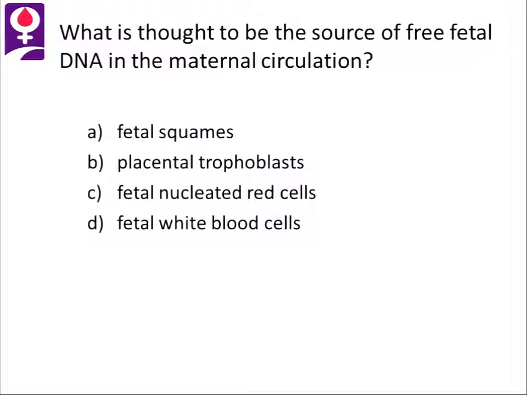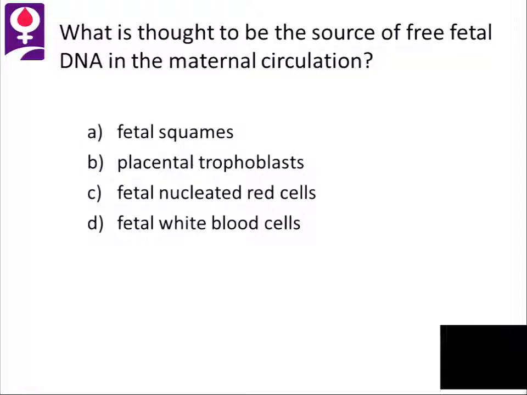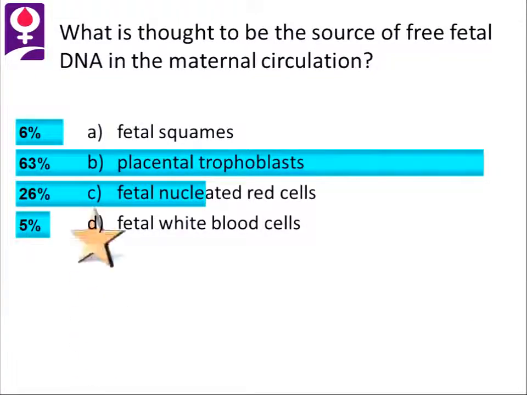Next question, what's thought to be the source of free fetal DNA in the maternal circulation? Fetal squames, placental trophoblast, fetal nucleated red cells, or fetal white blood cells? Right, so it's placental trophoblasts. Remember, these go away very quickly. These trophoblasts break down through apoptosis. There are fetal nucleated red cells in the system, but they don't seem to be contributing. They're intact, and they don't seem to be the major source of the free DNA in the system.